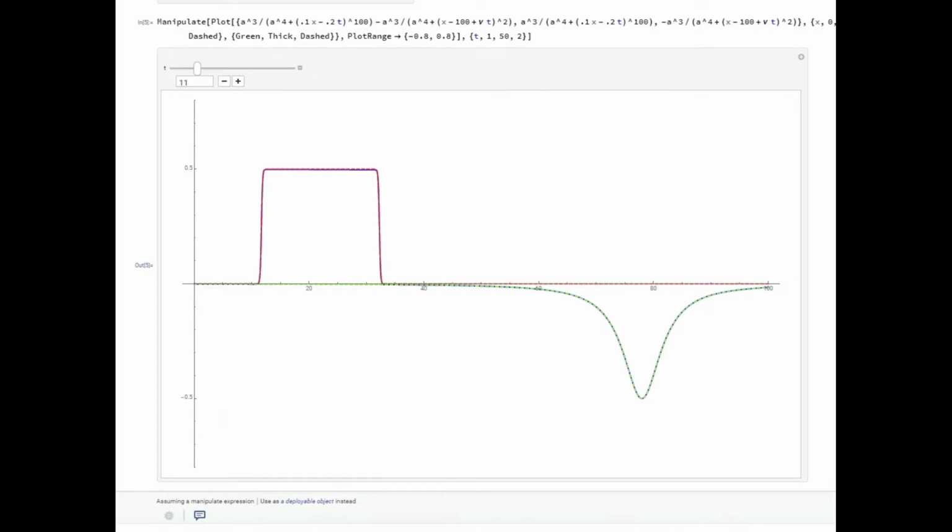I want to look at this one more time, but in this situation, I've inverted the curved pulse. So let's watch what happens now that one of them is on the opposite, or the negative, side.